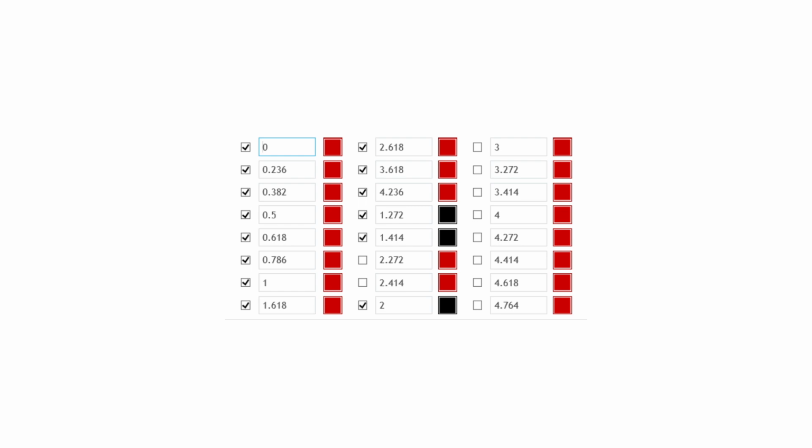1.618, 2.618, 3.618, and 4.236 levels. 1.272, 1.414, and 2 are common additions that are not normally selected by default on most charting programs.